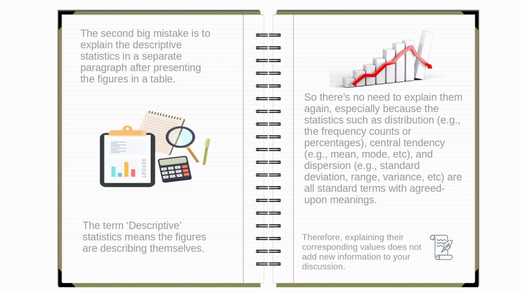The second big mistake is to explain the descriptive statistics in a separate paragraph after presenting the figures in a table. The term descriptive statistics means the figures are describing themselves, so there is no need to explain them again, especially because the statistics such as distribution, for example, the frequency counts or percentages, central tendency, for example, mean and mode, and dispersion, for example, standard deviation, range, or variance are all standard terms with agreed upon meanings. Therefore, explaining their corresponding values does not add any new information to your discussion.